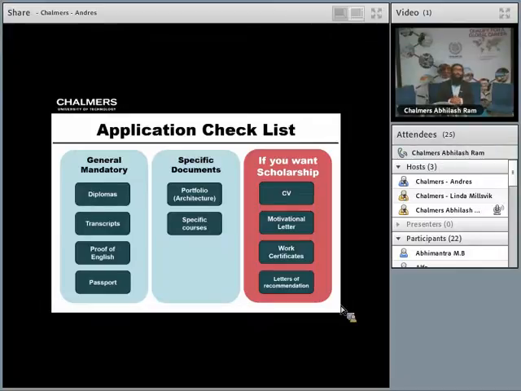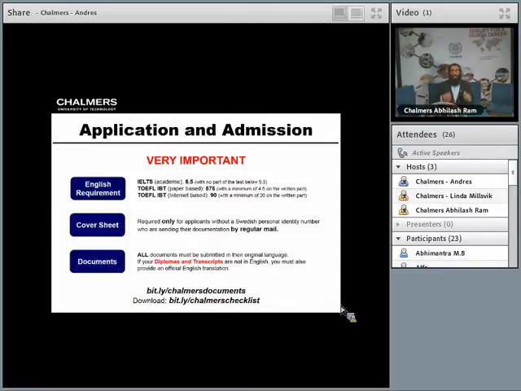Next, we are looking at some more important information about application and admission, and it comes to the English requirements. We have chosen three right now to show you, but there are other tests also that we accept. In any case, these three tests: the IELTS, the TOEFL internet test, and the TOEFL paper-based test.